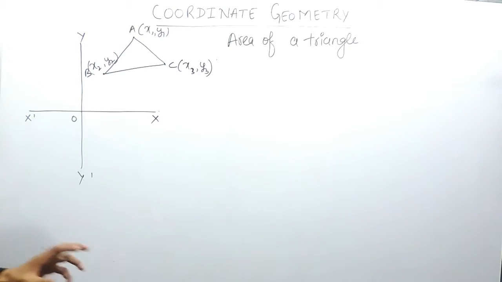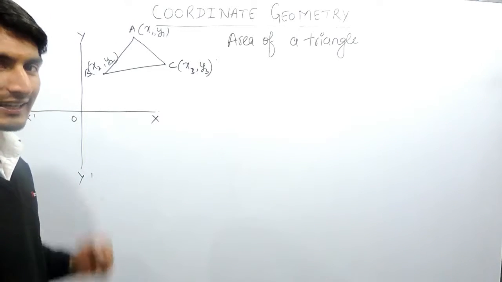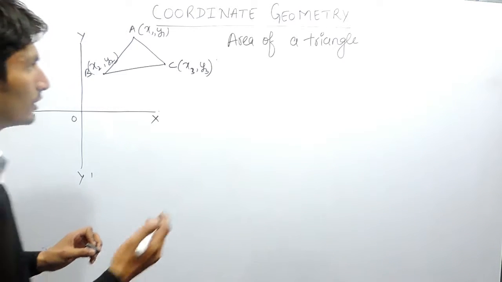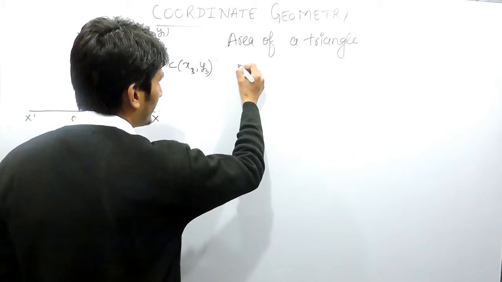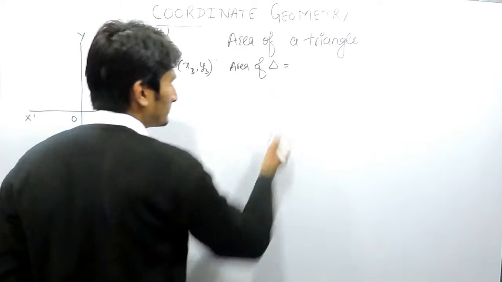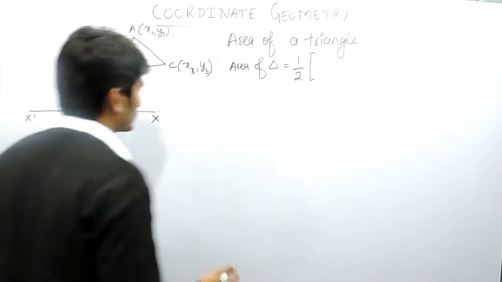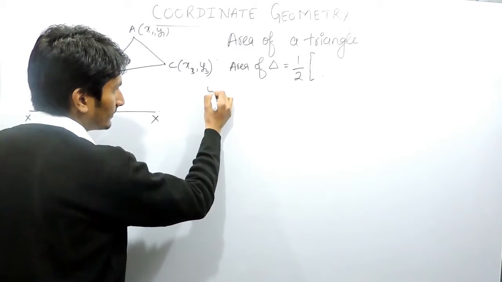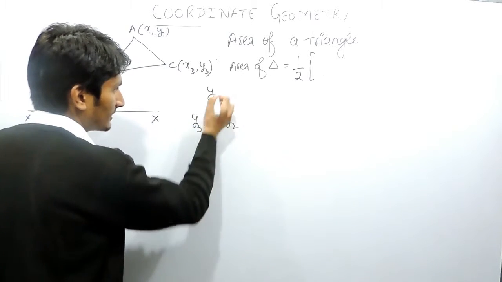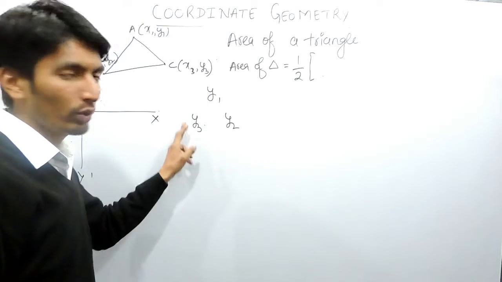So first of all, let me tell you how to memorize that formula. Then I'll tell you how that formula is formed, means the proving. So if you want to find the area of the triangle, that is basically equal to half, bracket start. You can write y1, y2 and y3. Consider these things and write these things this way only.